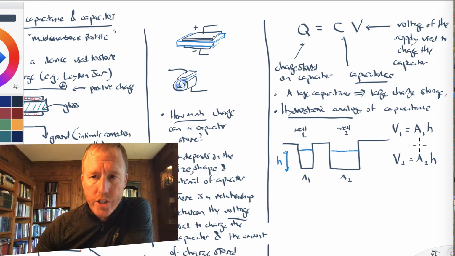Now, here's the analogy: you can use the same battery, the same voltage battery, let's say a 9-volt battery, to charge up two different capacitors, and one is going to hold more charge than the other because the capacitance of the one might be bigger than the other. The capacitance in this case is kind of analogous to the area. The charge is analogous to the volume right here, and the voltage is analogous to the height.